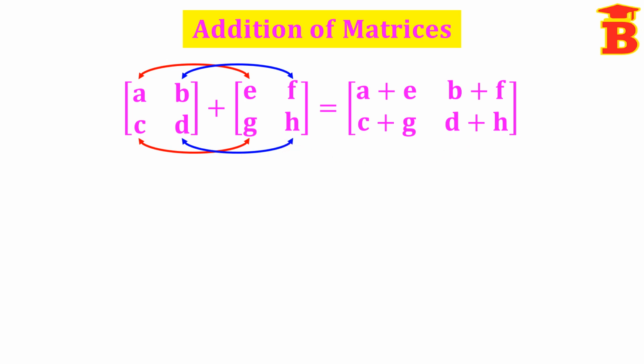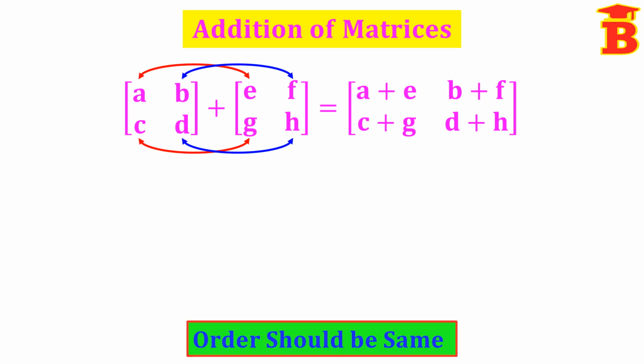Here the important condition is the order should be same. That means these two matrices should be of same order. So this first matrix is of order 2 cross 2, that is 2 rows and 2 columns. Similarly, second matrix also same order, 2 rows and 2 columns.